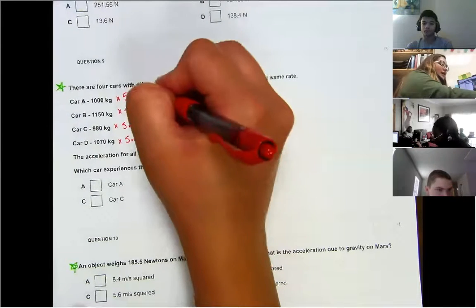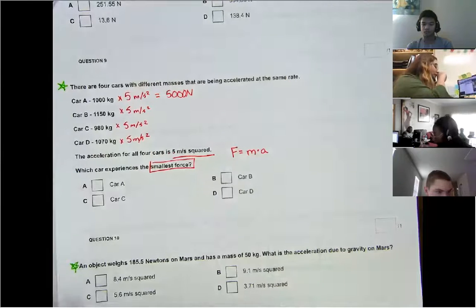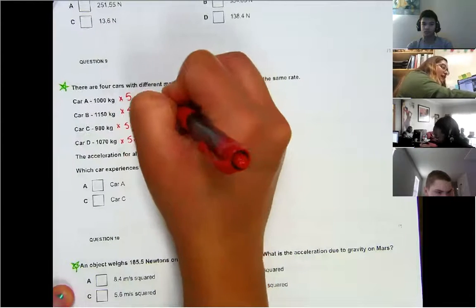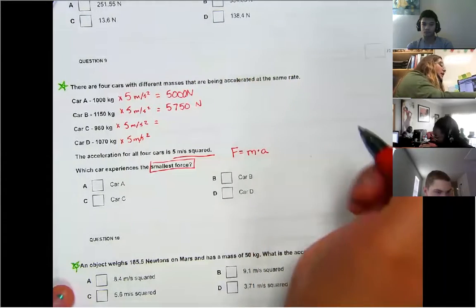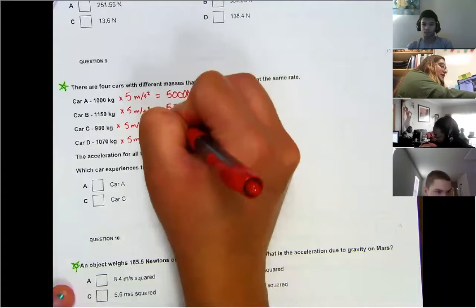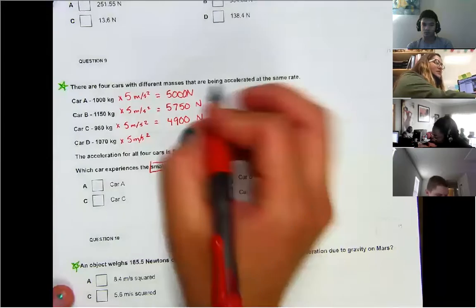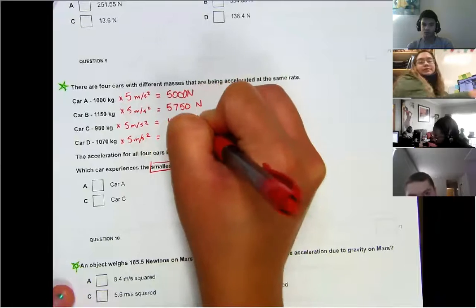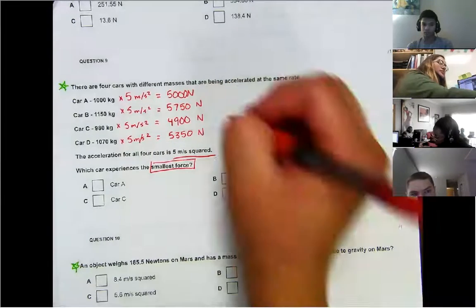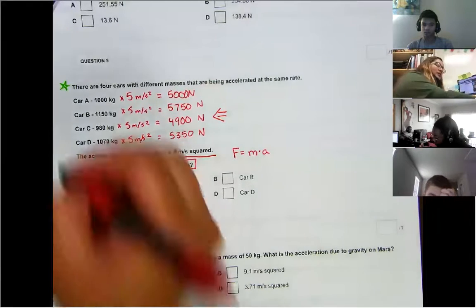So for car A, 1,000 times 5 is 5,000 newtons. For B, 1150 times 5, that's 5,750 newtons. For C, 980 times 5, that's 4,900 newtons. And then for car D, 1070 times 5, that is 5,350 newtons. And then for the smallest one, that would be your 4,900. That is car C.